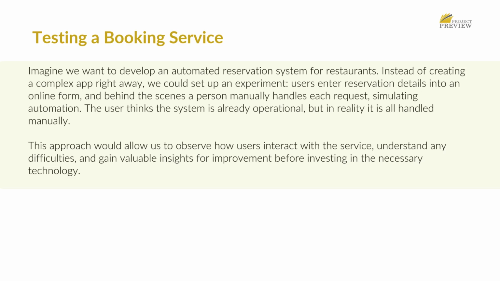Instead of jumping into building a complex app right away, we could set up a simple experiment. Users would enter their reservation details into an online form, and behind the scenes, a person would manually handle each request, simulating the automation. From the user's perspective, the system seems fully operational, but in reality, it's all being managed manually. This approach allows us to observe how users interact with the service, identify any challenges they face, and gather valuable insights for improving the system, all before we invest in the technology required to fully automate it.